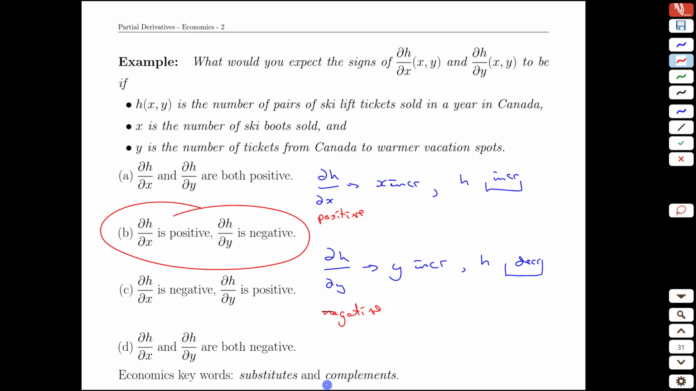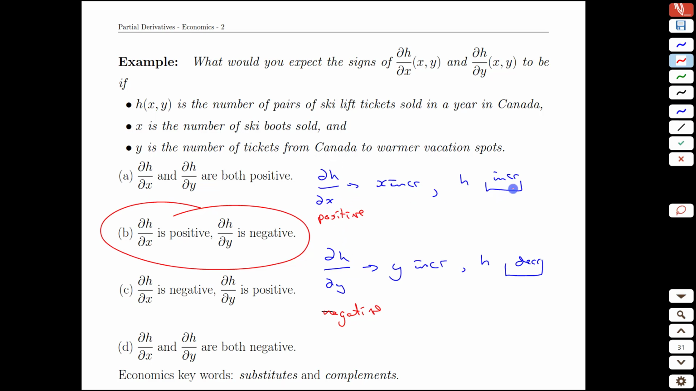For those who have done some economics, ski boots and ski lift tickets are complementary purchases, whereas vacations to ski resorts versus vacations to warmer spots are substitutes. We can do one or the other, but we would likely not do both. So there's a nice theory that goes in behind this on the economic side.